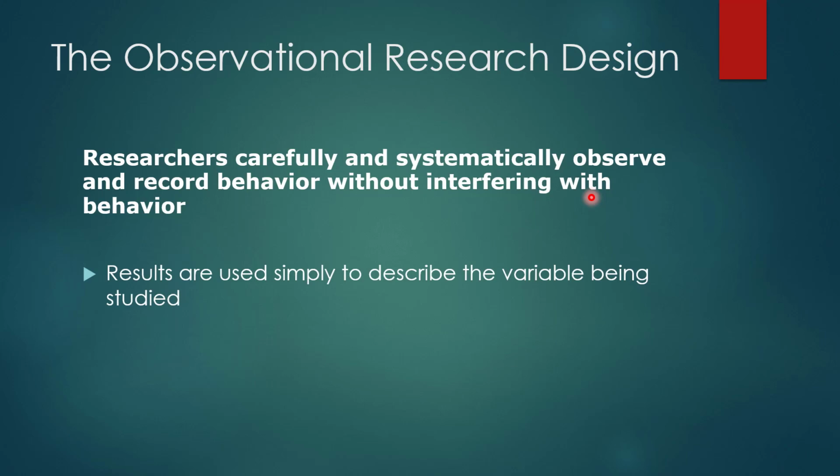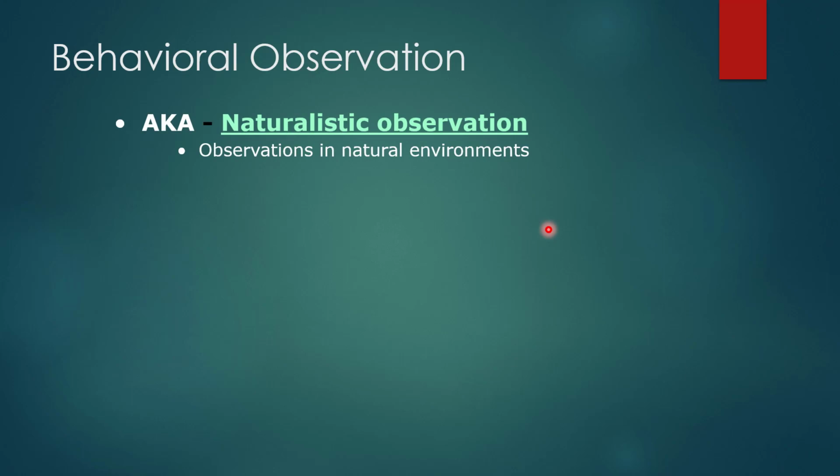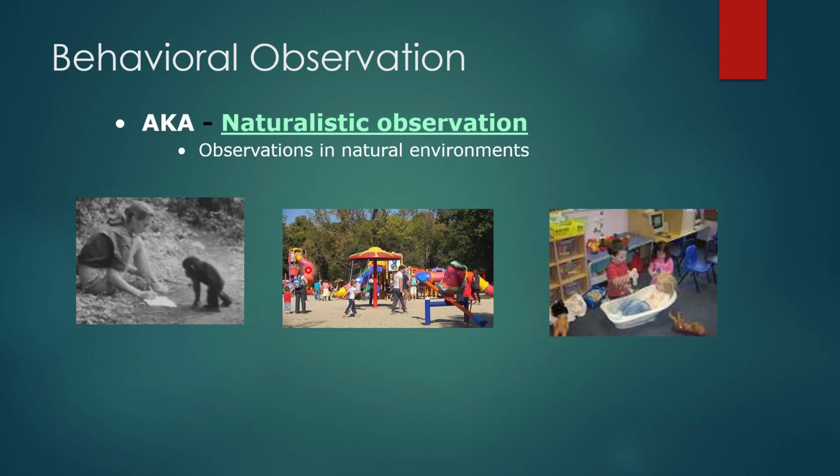So the results are simply to describe the variable that's being studied. Again, not trying to look at a relationship between variables, not trying to determine a cause and effect, but to describe the variables being studied. So a behavioral observation, also sometimes called a naturalistic observation, is where we're observing individuals in their natural environment. So here's just some examples of those.